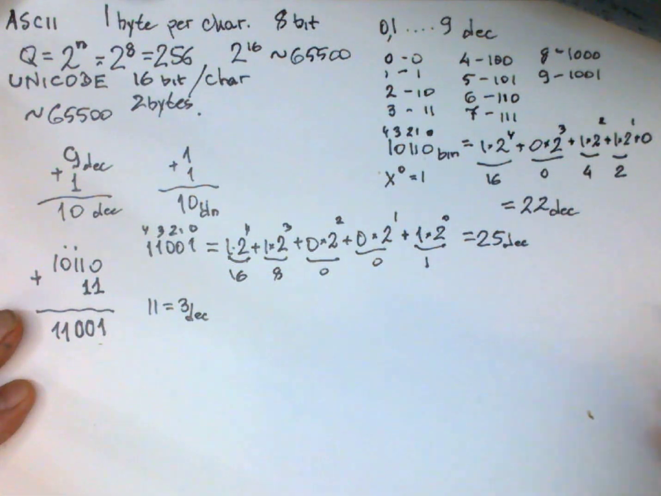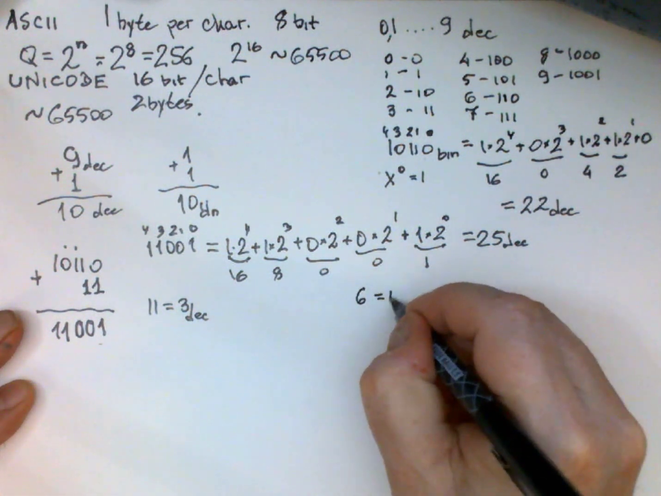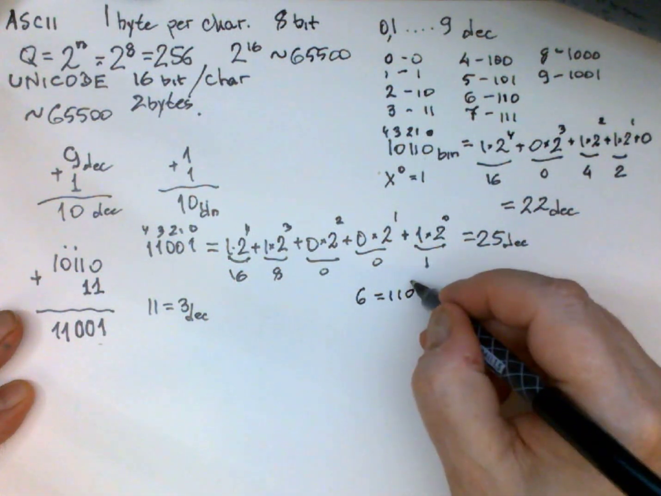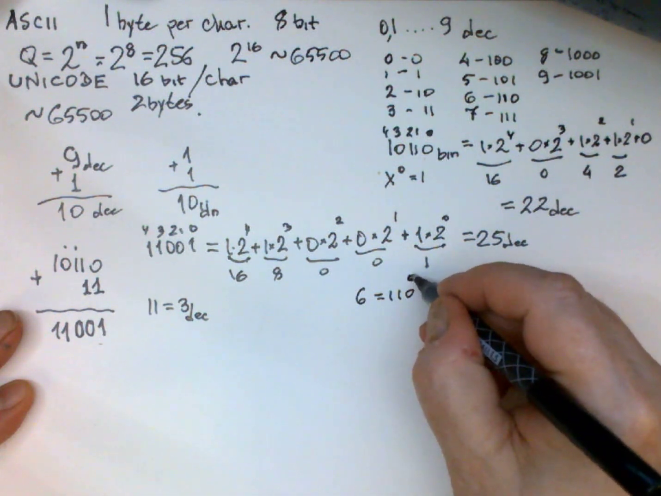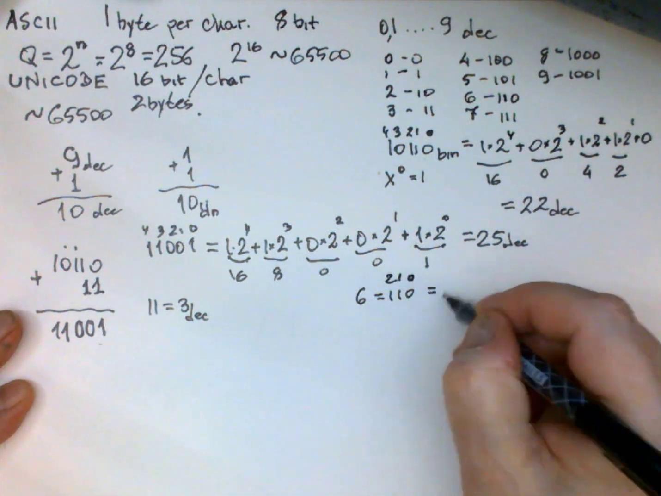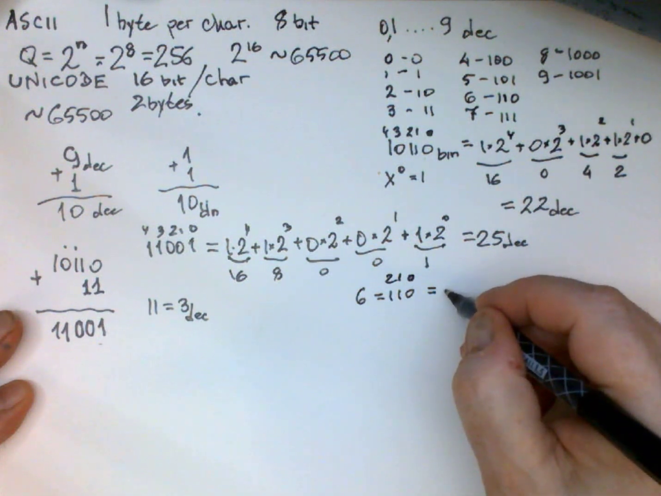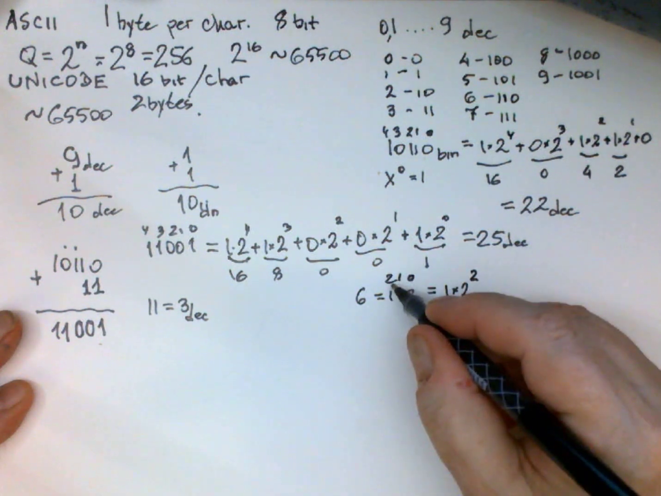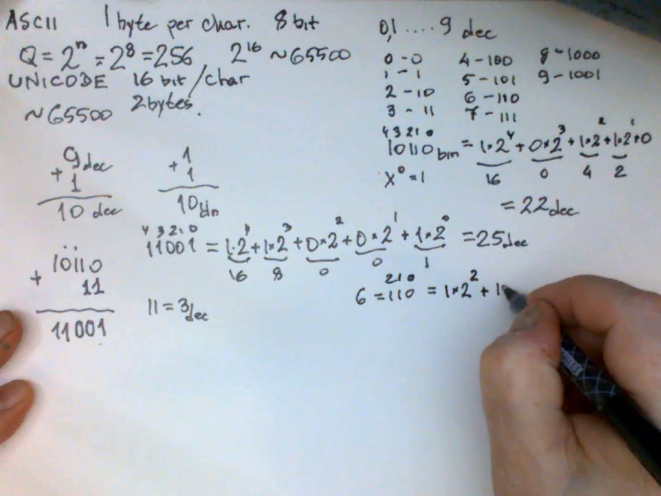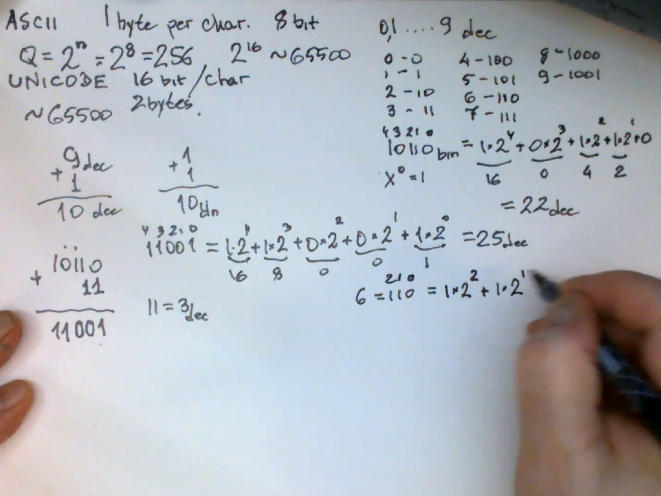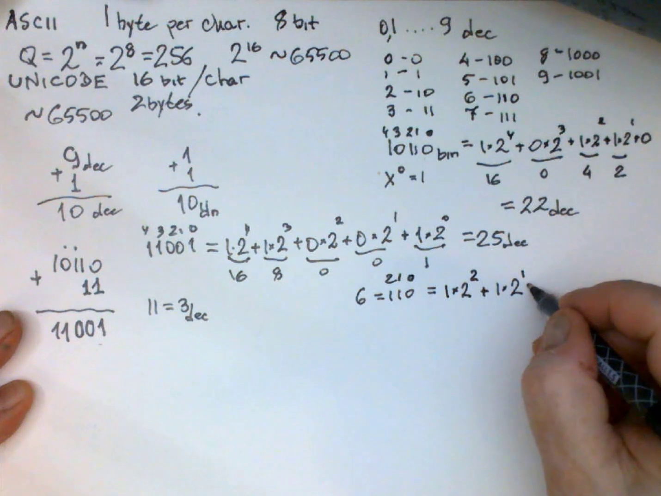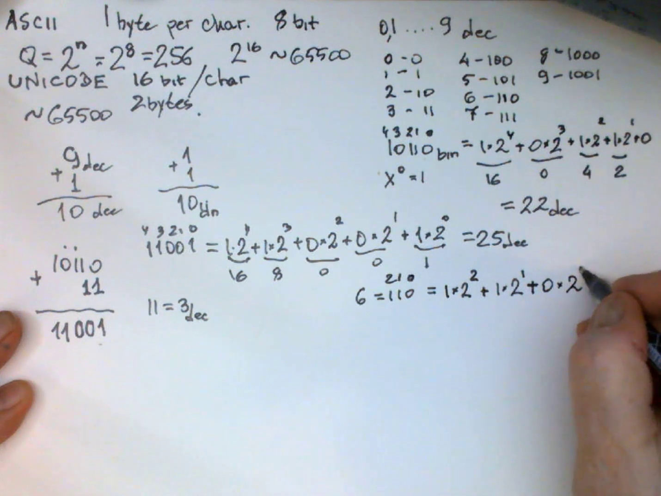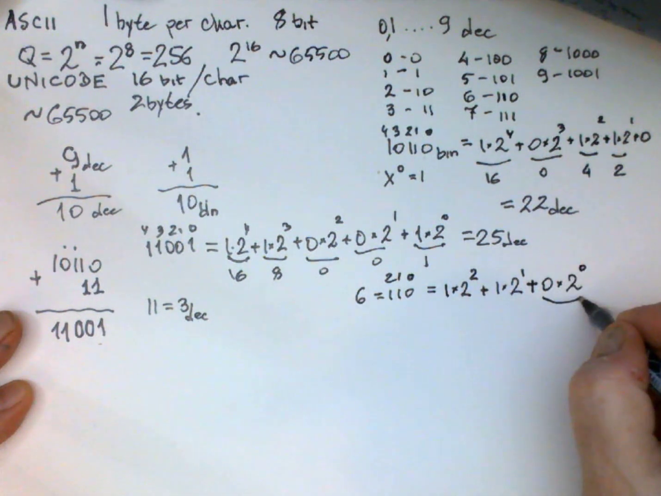Take a look, folks. 6. I said 6 is equal to 110. How to prove it? The same way that I did before. I put position numbers 0, 1, 2 and then we'll go for calculations. How much of this? 1 multiplied by 2 to the power of 2. Why 2? Because it's the second position. Plus 1 multiplied by 2 to the power of 1. That is the first position. Then plus 0 multiplied by 2 to the power of 0. So 0 to the power of 0 is 0.